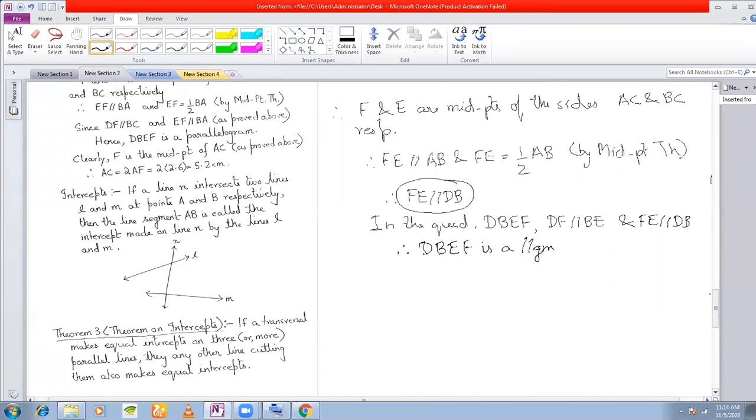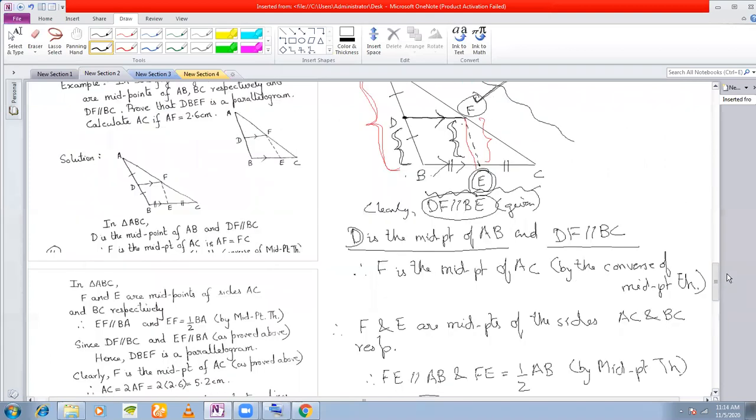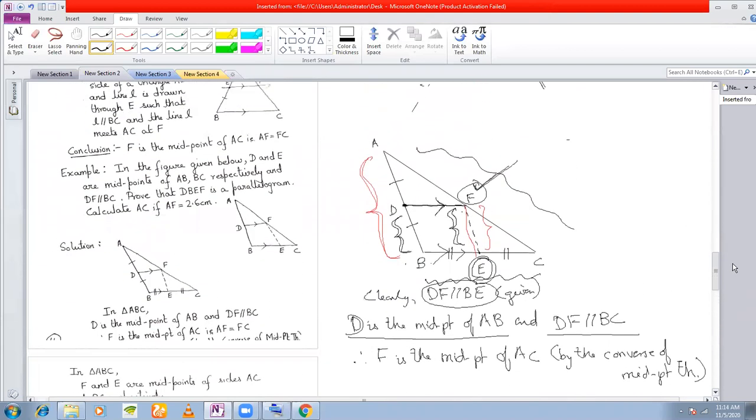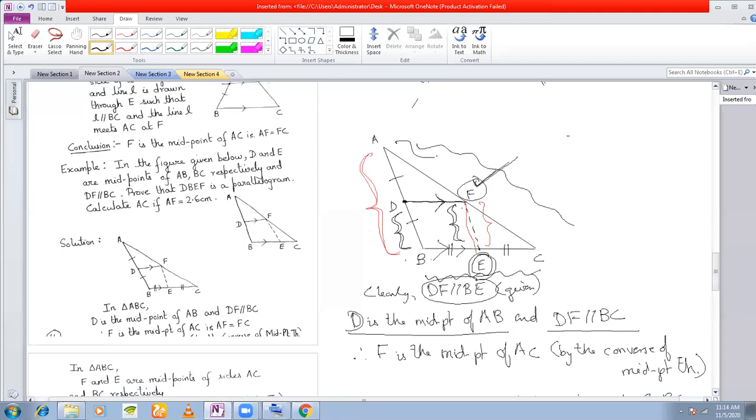Proved. Next question, the second part of the question is: calculate AC if AF is equal to 2.6. So the length of this is given. Can you calculate this length? Who will tell me?